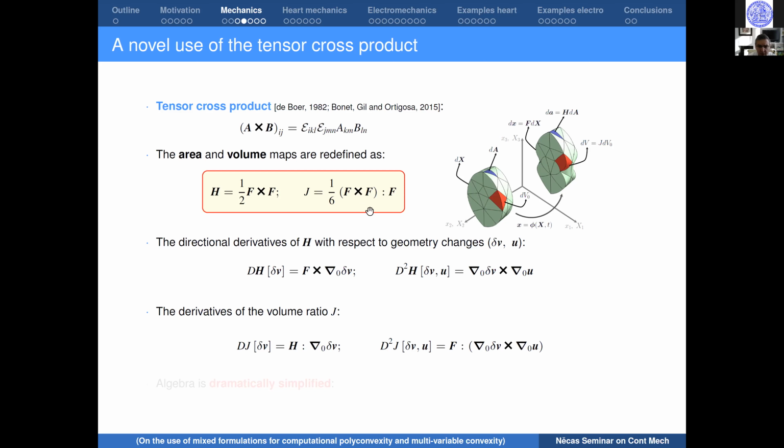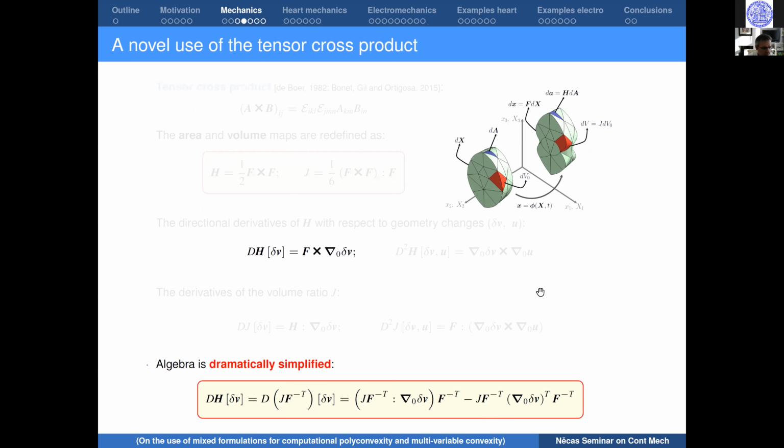So as I said, we introduced this cross product, which we use to define the cofactor and the determinant, from where we get the linearizations. And for us, this was quite important, because if you compare the first directional derivative of the cofactor with the classical first directional derivative that you can find in standard nonlinear continuum mechanics books, you can already notice the difference in the algebra.